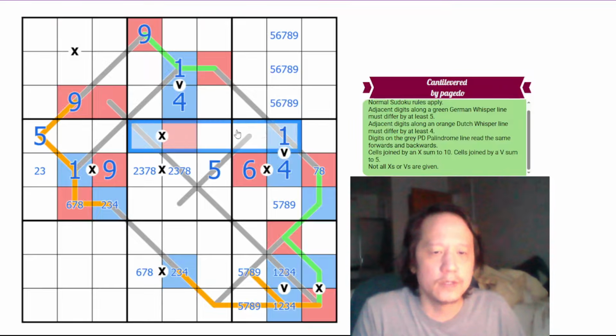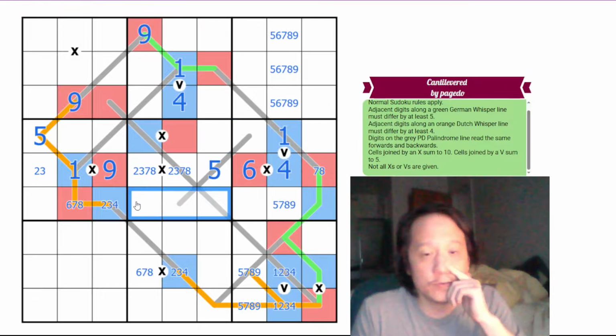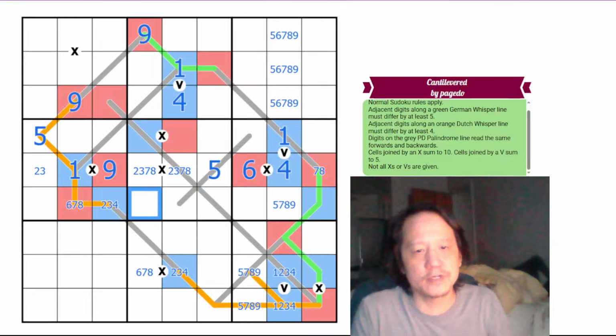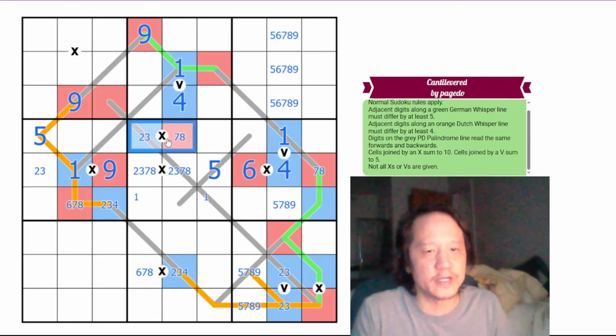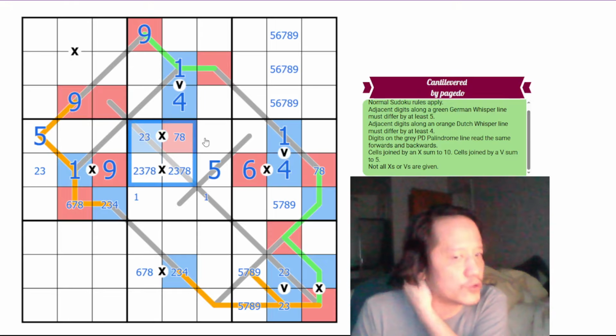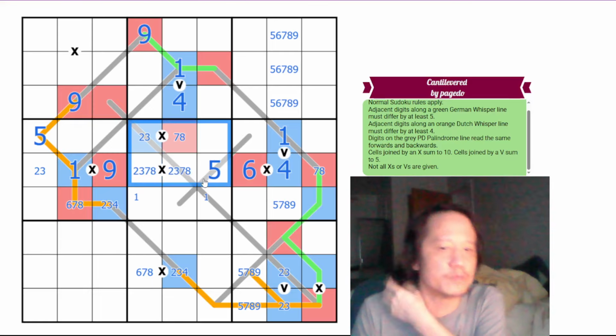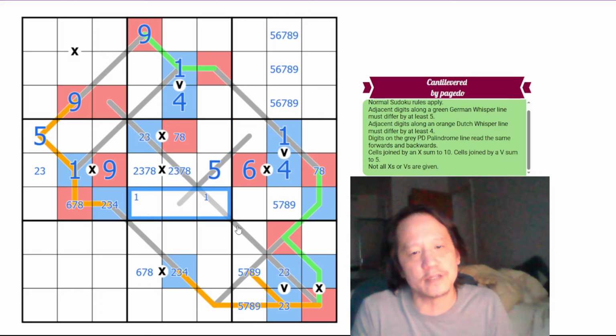So where is the 1 in row 6? It has to be one of these 3, so 1 has to be either here or here. This 1, 4 pair eliminates 1 and 4 in the rest of the column, so this is a 2, 3 pair. That forces this to be 2 and 3, so this has to be 7 or 8. We have a 2, 3, 7, 8 quadruplet in this central box. That eliminates 2, 3, 7, 8 in the rest of the box.